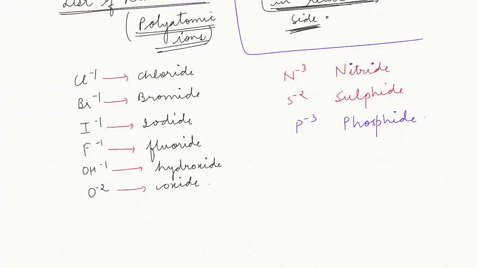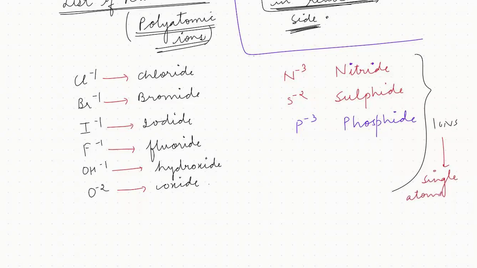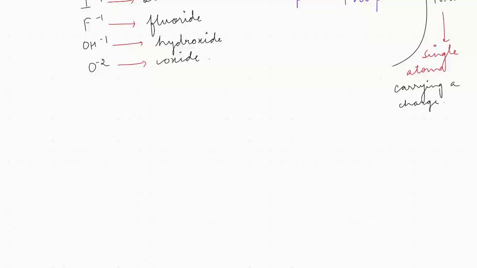Okay, so that's what we have. Any doubts? So these are basically all ions. Ions would mean single atoms carrying charge. I will explain to you how these charges basically came. But ions would mean single atoms carrying a charge. Let's suppose, so these are all negative ions, right? So I would say these are all anions.